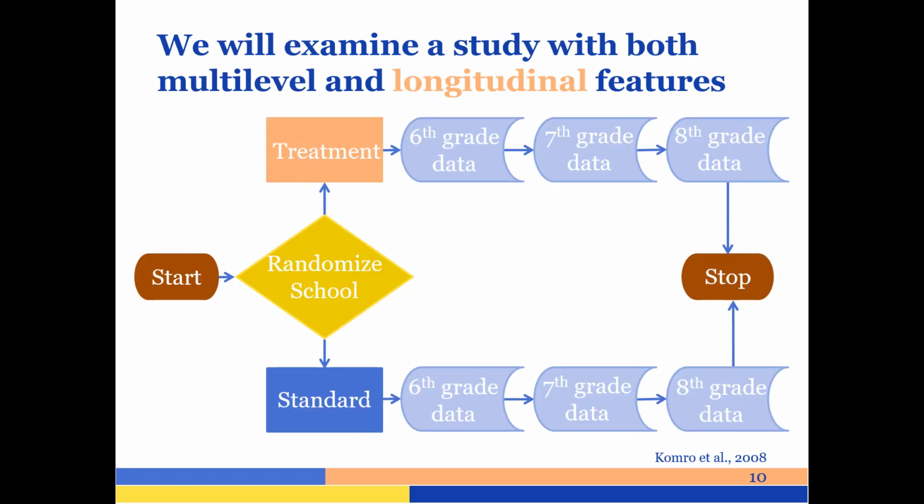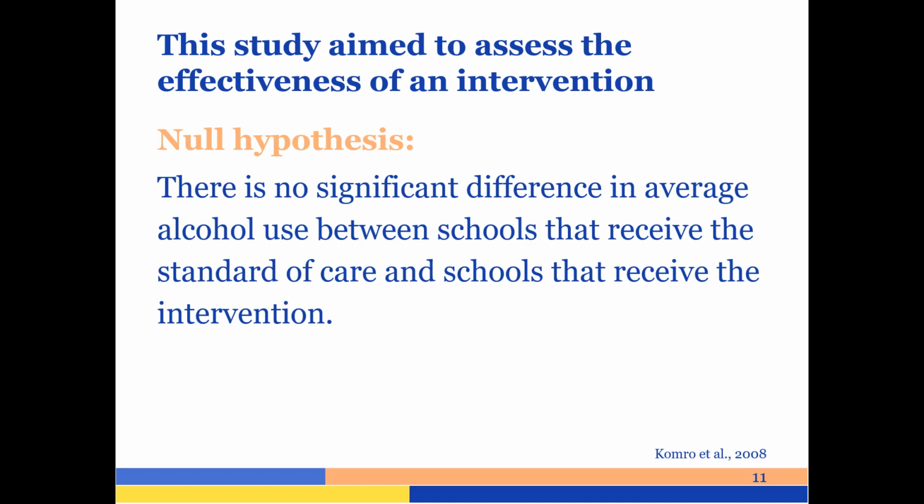The flowchart displays the longitudinal features of the study. First, the schools are randomized into treatment or control, labeled standard here. Then each student's alcohol use is measured in 6th grade, 7th grade, and 8th grade. Correlation is induced as multiple measurements are taken from the same students over time. The null hypothesis was that there is no difference in average alcohol use between schools that received the intervention and schools that received the standard care. The study is aiming to assess the effectiveness of this alcohol use prevention intervention.